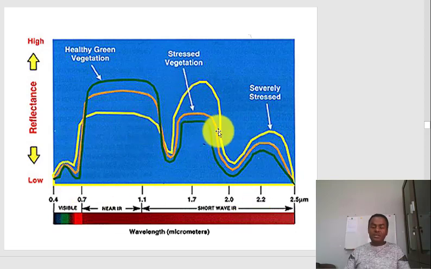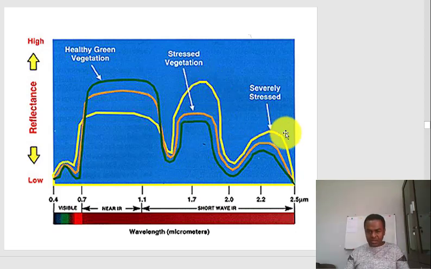Okay, in this portion of the spectrum, the higher reflected curve shows you that this is severely stressed, this is moderately stressed, and this one is healthy. If there is no water in the leaf, that means the leaf is stressed. If the leaf is stressed, the reflected signal will be higher in this portion of the spectrum. So you can easily identify the severely stressed, moderately stressed, and the healthy one.